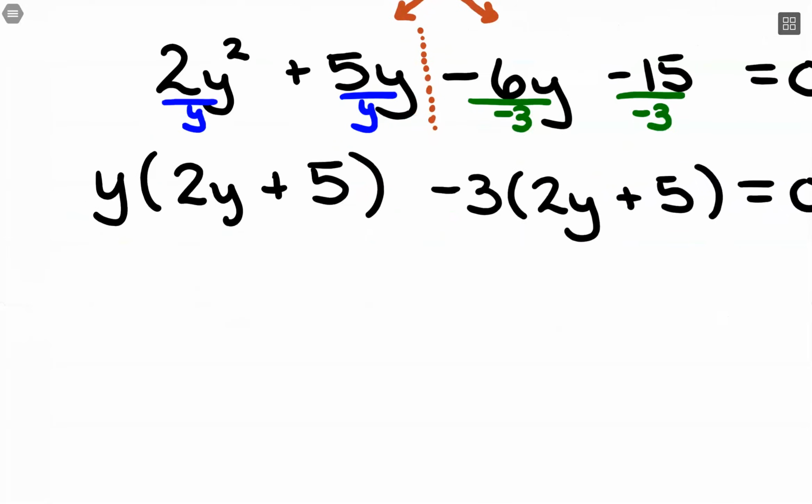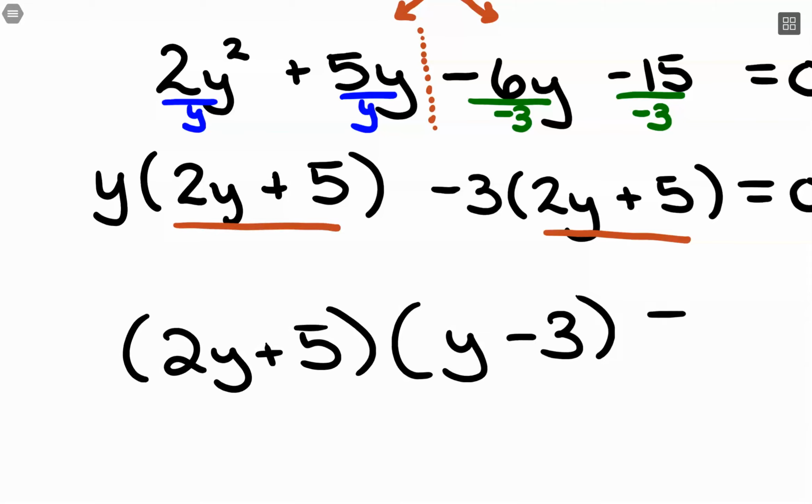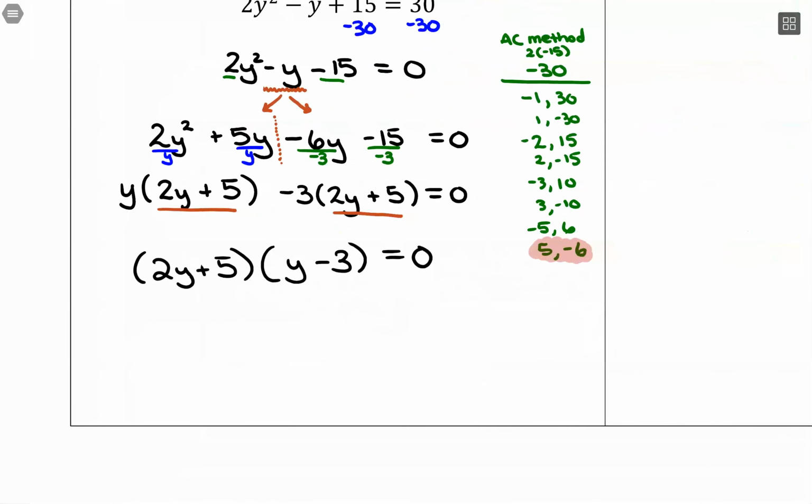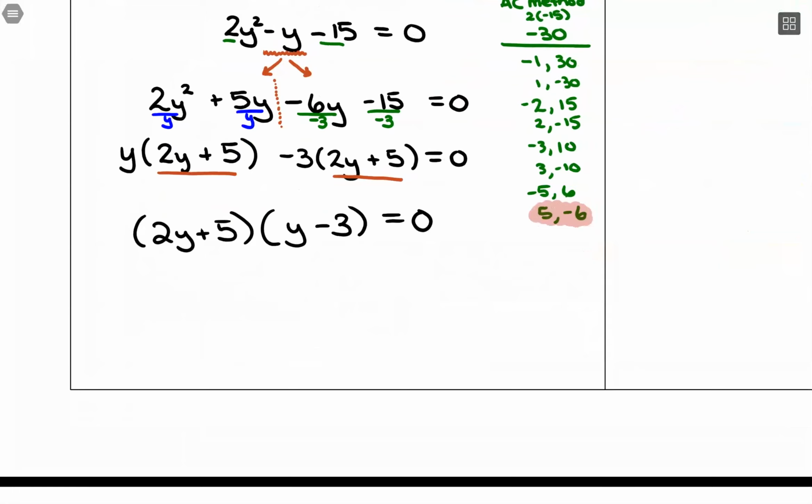So what I end up with is this common factor of 2y plus 5. I'm going to factor out the 2y plus 5, and if I do that, I'll have this y left over and this minus 3 left over, and that all equals 0. So that's our factoring with the AC method. But that was all to factor it. I haven't solved anything yet.